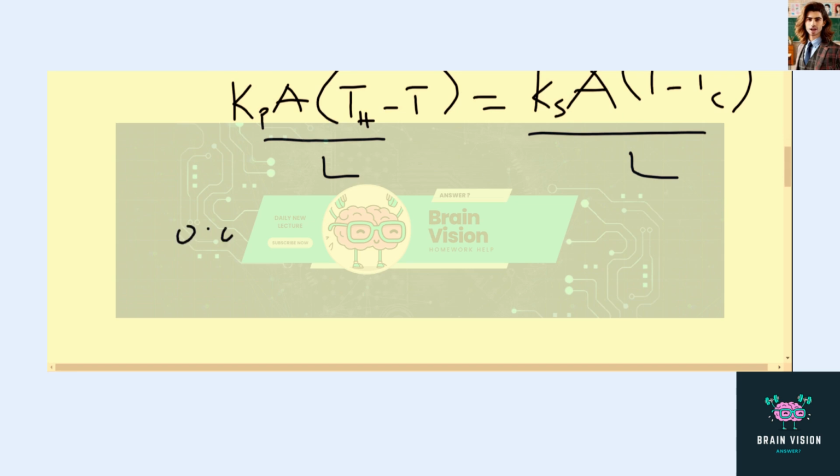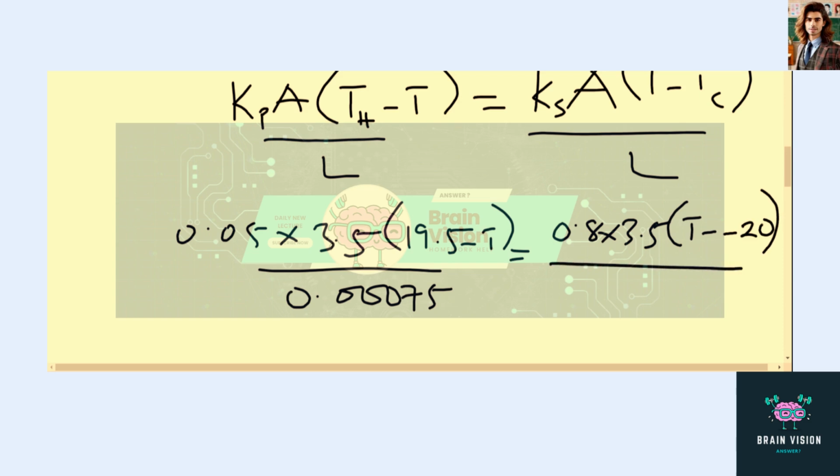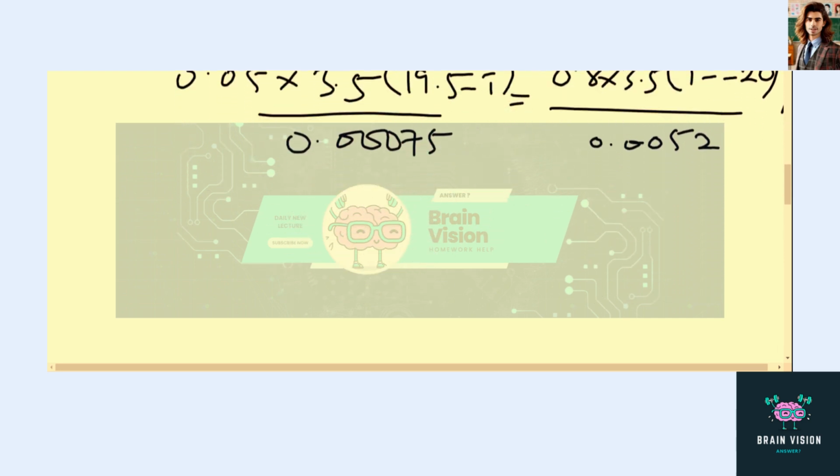So we have 0.05 times 3.5 times 19.5 minus T, all divided by the thickness 0.00075, is equal to 0.8 times 3.5, remembering the areas are the same, times T minus 20, divided by 0.0052, which is the thickness of the glass, subscript G. What we're doing basically is finding the thermal equilibrium, or the temperature at the point where the two materials are joined together.